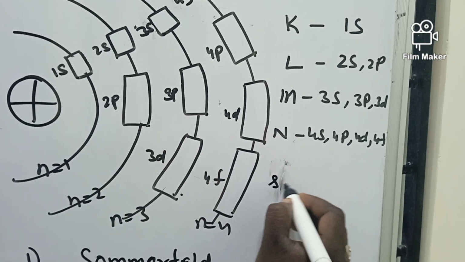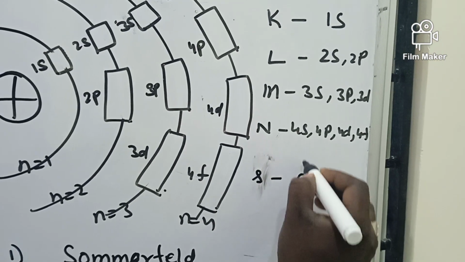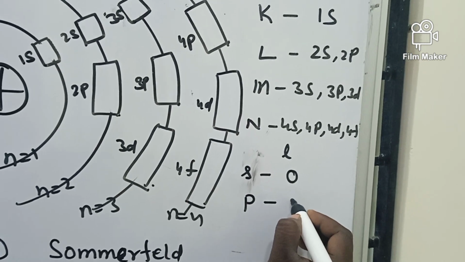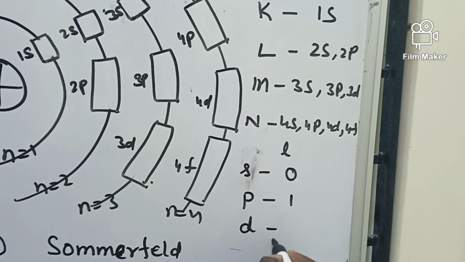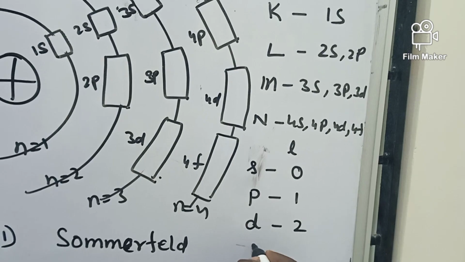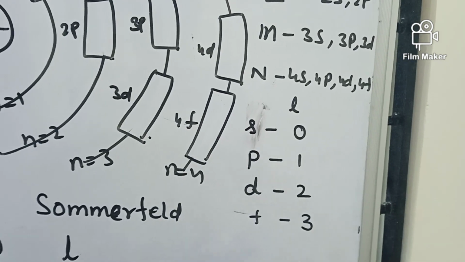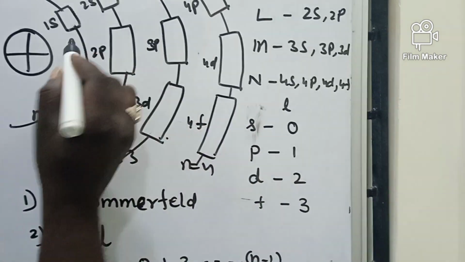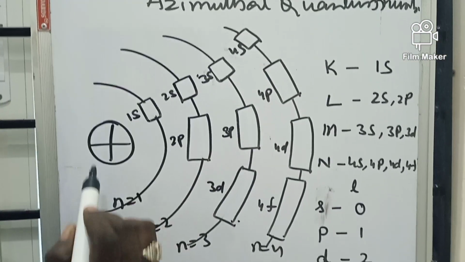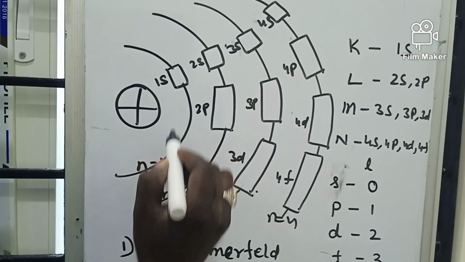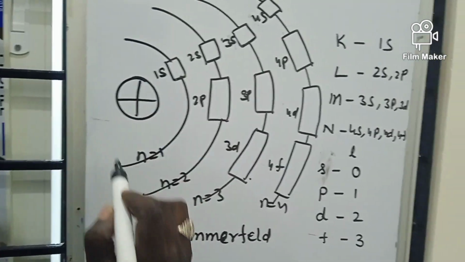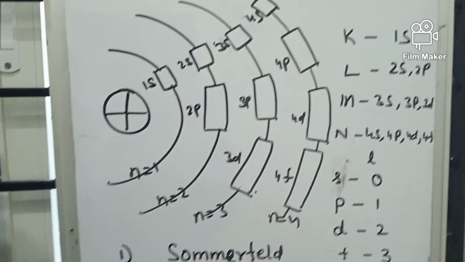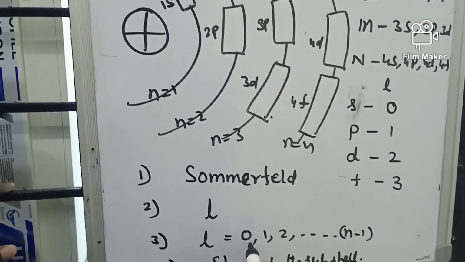So s orbital has l value 0. P orbital has l value 1. D orbital has l value 2. F orbital has l value 3. For example, in the first orbit only s orbital is there. s has l value 0. So for n equal to 1, l value is 0.